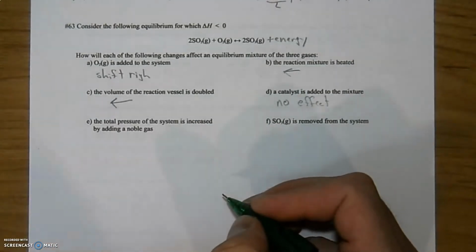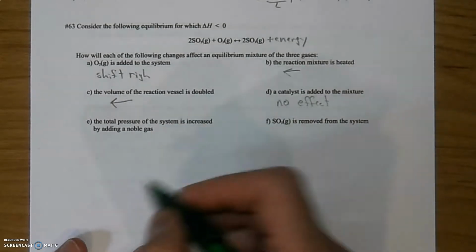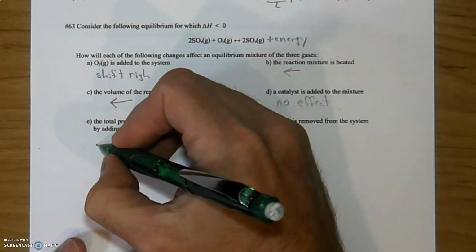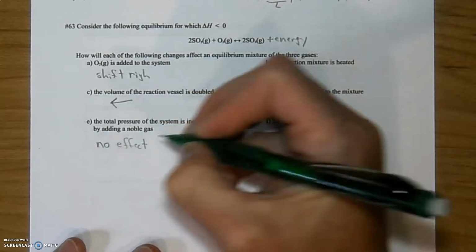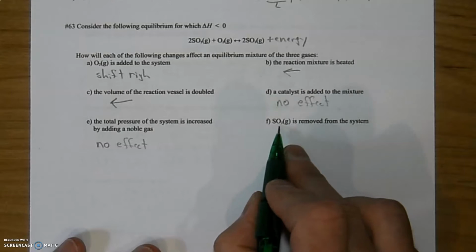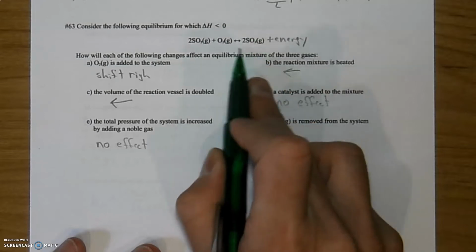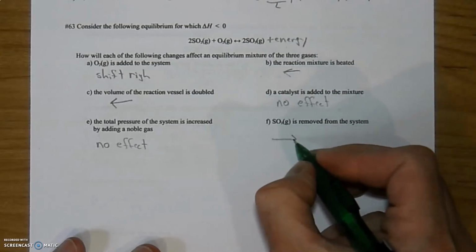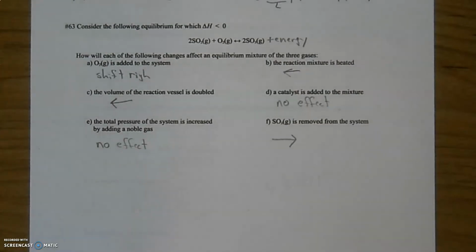E, the total pressure of the system is increased by adding a noble gas. The total pressure of the system will go up, but as far as a shift in either direction, also no effect. There are no shifts. SO3 is removed from the system, so I take some of this away. So in order to replace it, I have to shift to the right to replace that amount. And of course, the energy will go up as well. Temperature will increase. All right, fantastic. That is the end of the lecture.